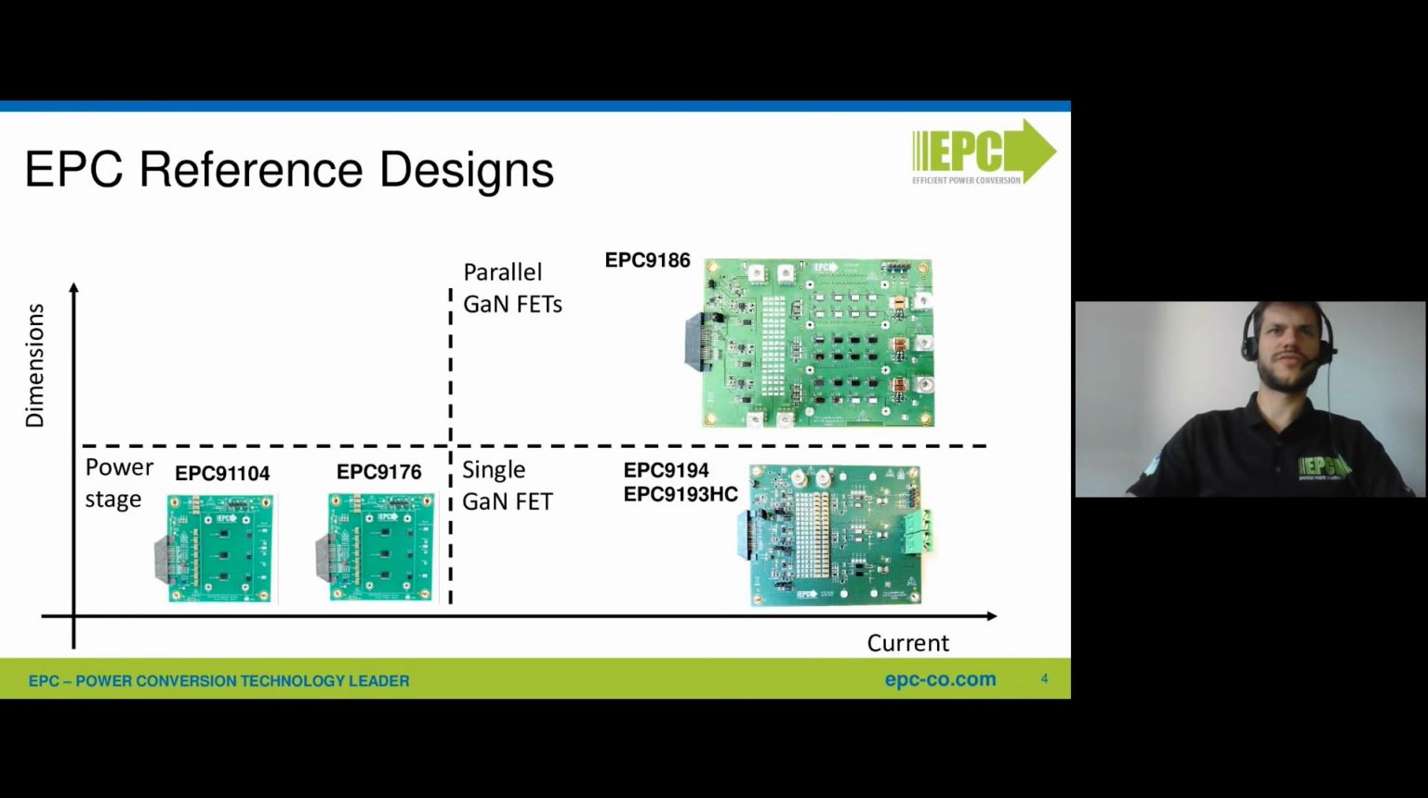So as in the previous graph, we have the boards made with monolithic integrated circuits in the bottom left. In the bottom right, there are a couple of boards which are named here, EPC9194 and 9193. This is the picture of just one of them. It's made with a single discrete FET, while in the top there is the currently only board that has parallel FETs for motor drives.